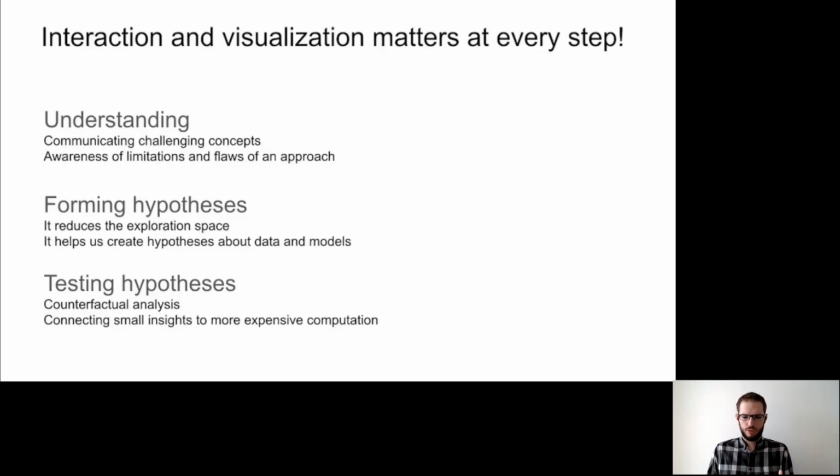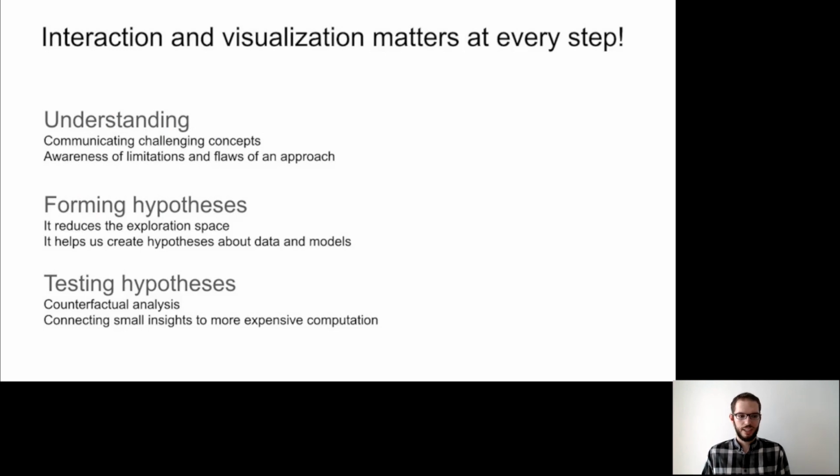And what I've been talking about a lot is that interaction and visualization can matter at every single step along your pipeline. It can help you understand challenging concepts or even understand models and the limitations better. It can help you form hypotheses by reducing the exploration space, and it can help you even form new hypotheses about your data or your models. And finally, it encourages this way of rapid exploration by testing your hypotheses, for example, by counterfactual analysis, where you can change parts of your model.